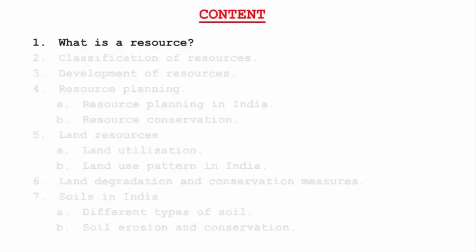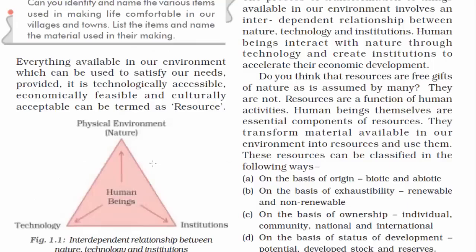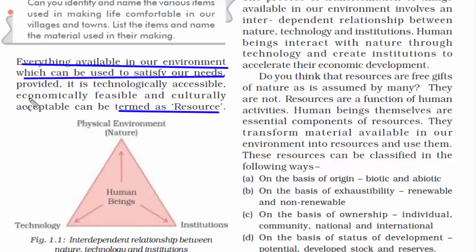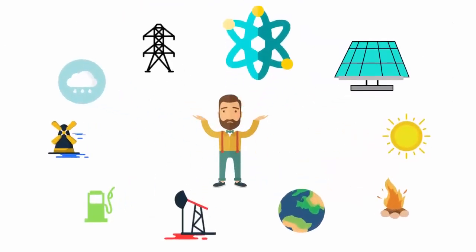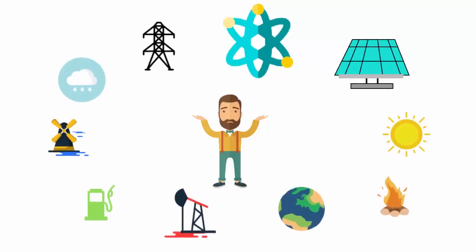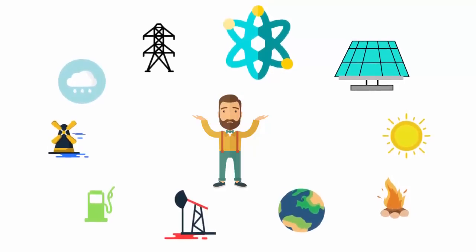So what is the meaning of the term resource? So here it says everything available in our environment which can be used to satisfy our needs, provided it is technologically accessible, economically feasible, and culturally acceptable. That is defined as resource. Now, we know human beings heavily rely on natural resources. It could be both for building infrastructure or feeding the population.